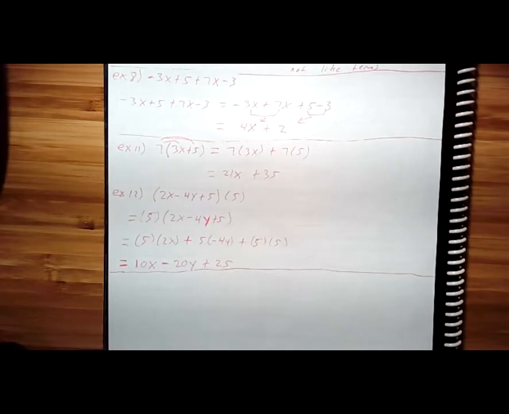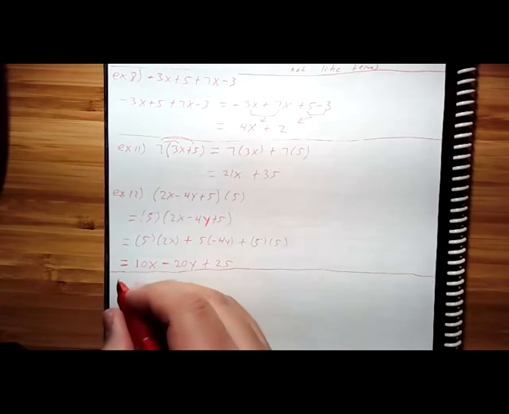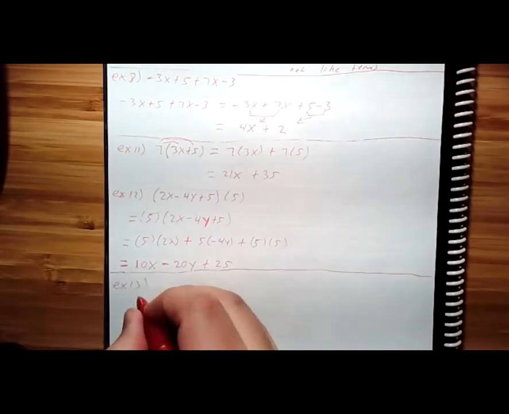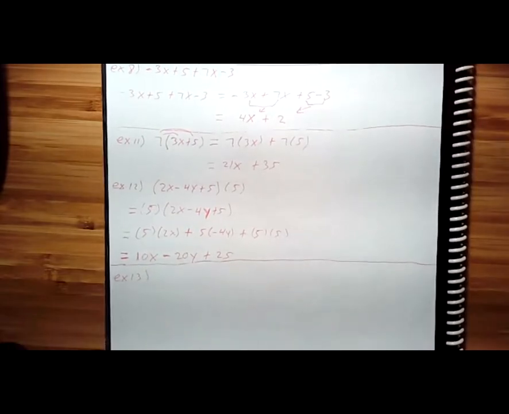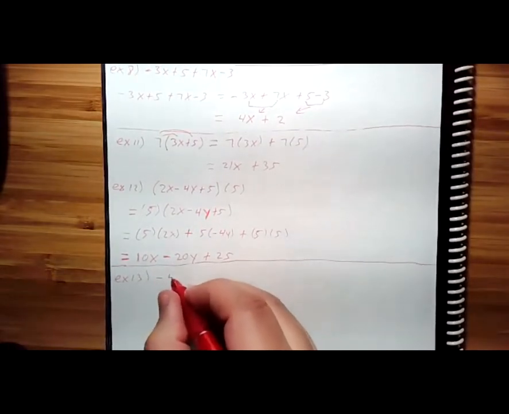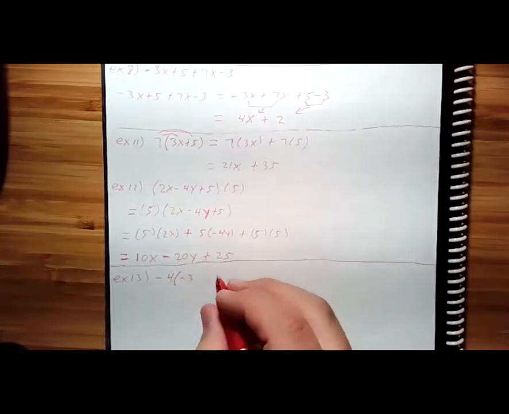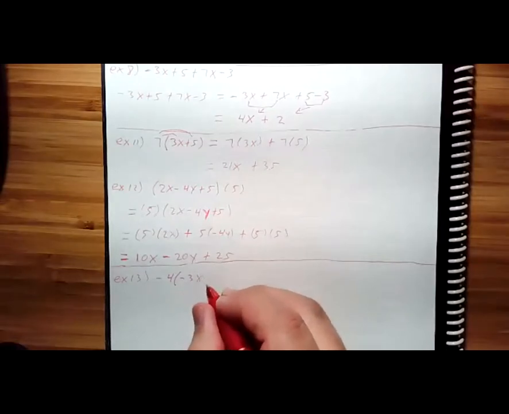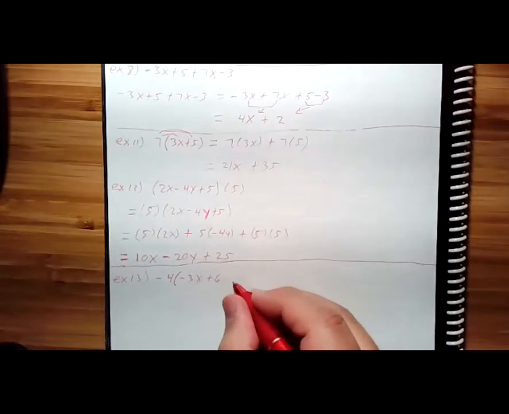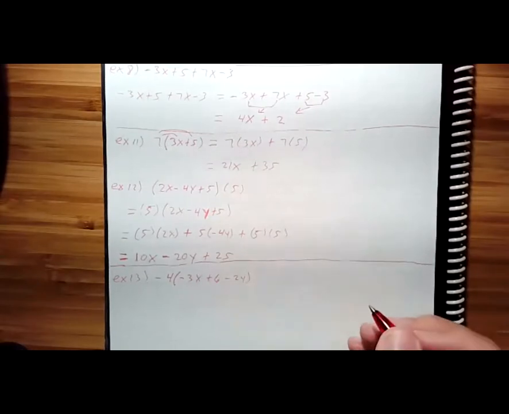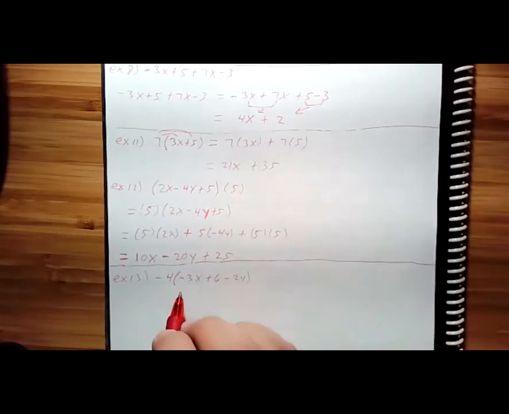Okay. So still simplifying the following. So negative 4 times negative 3x plus 6 minus 2y. So just distribute the negative 4 on each piece. This negative is going to switch the signs inside to the opposite. It's going to swap them.